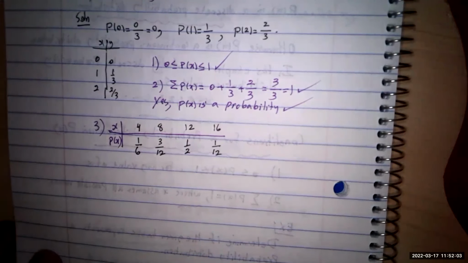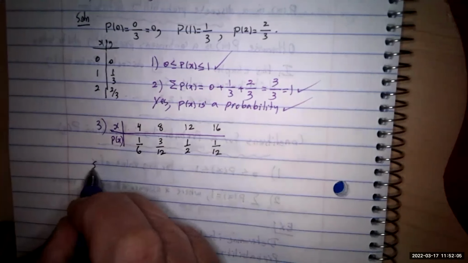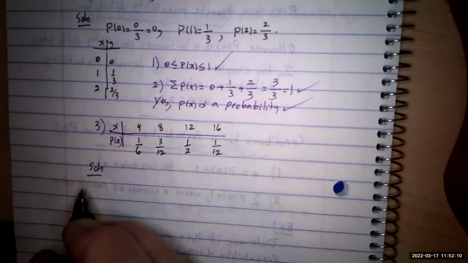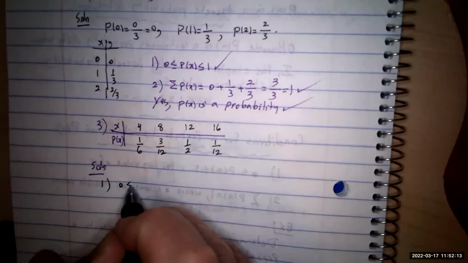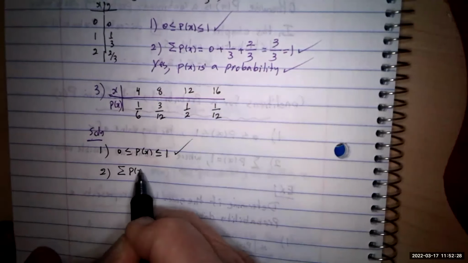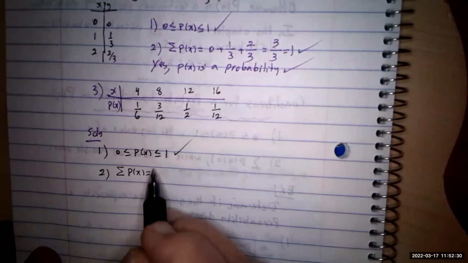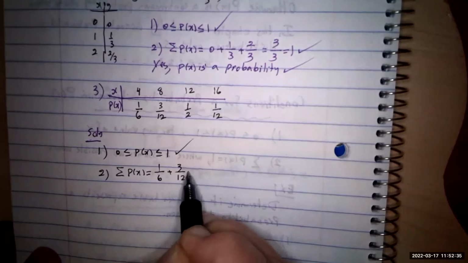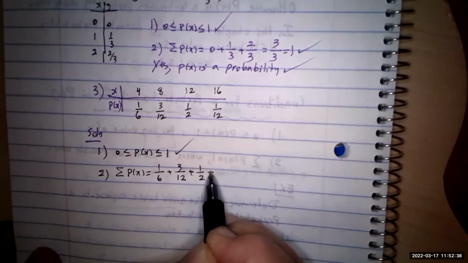Okay. So the solution of this part again is going to be, we check the first condition, everything between 0 and 1. So that's satisfied. Okay, we check the second condition. You have to find the common denominator to get this. Sigma of P(x) is equal to 1/6, 3/12, 1/2, and 1/12.